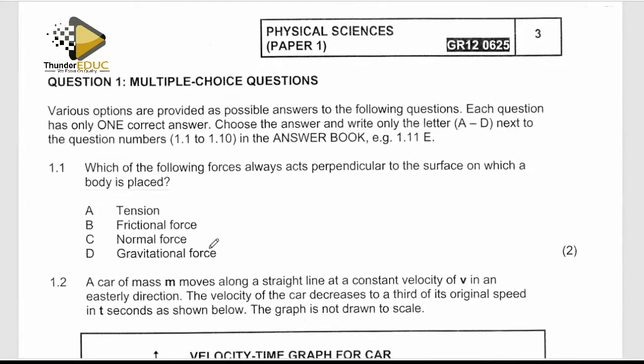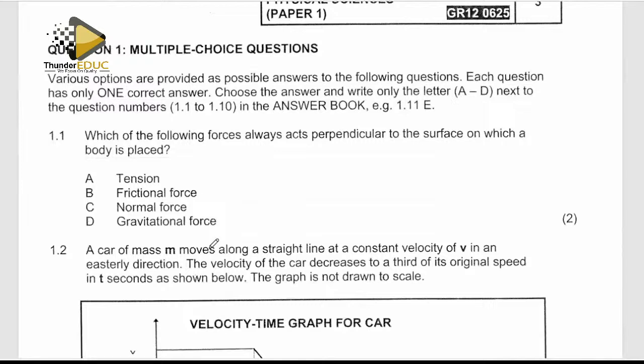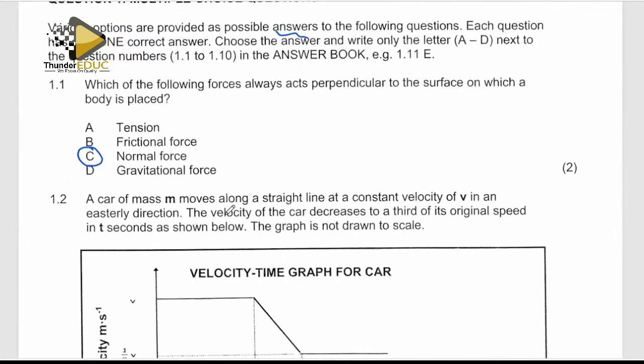So question 1, which is always the multiple choice, they're telling us that we have various options as possible answers, but each has just one correct answer. You just need to choose the correct option. Okay, 1.1. Which of the following forces will always act perpendicular to the surface on which the body is placed? So that is option C, which is the normal force. Tension, friction, gravitational do not apply. So number 1.1 is C.